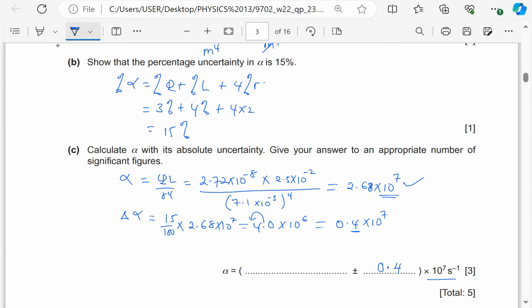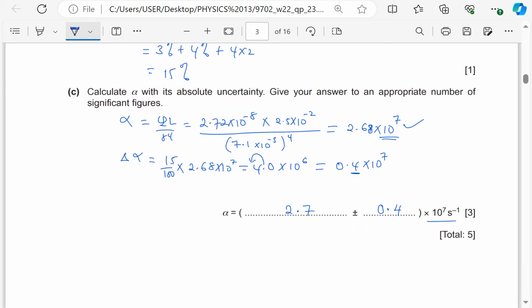So since the absolute uncertainty is to one decimal place, then the true value should be rounded off to one decimal place. So this will be 2.7. So that will be my answer, 2.7 plus or minus 0.4 times 10 to the power of 7.